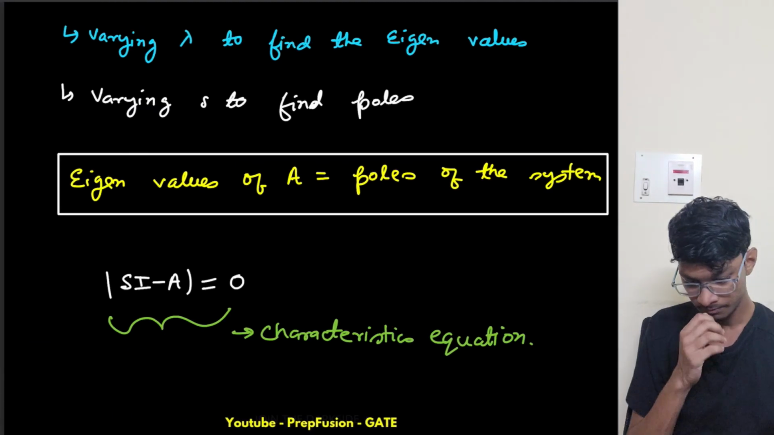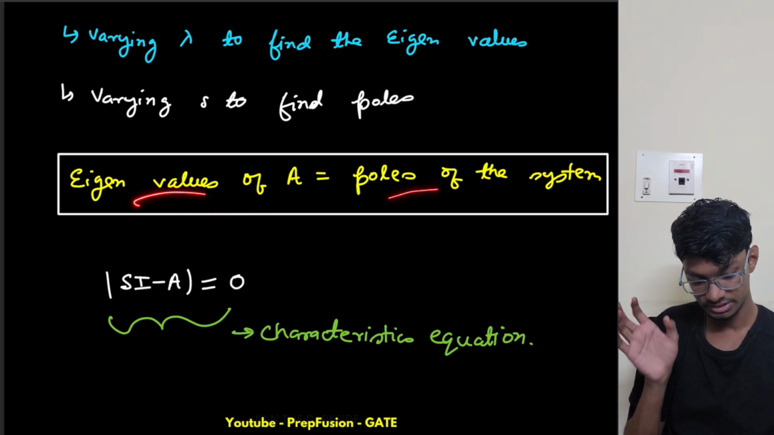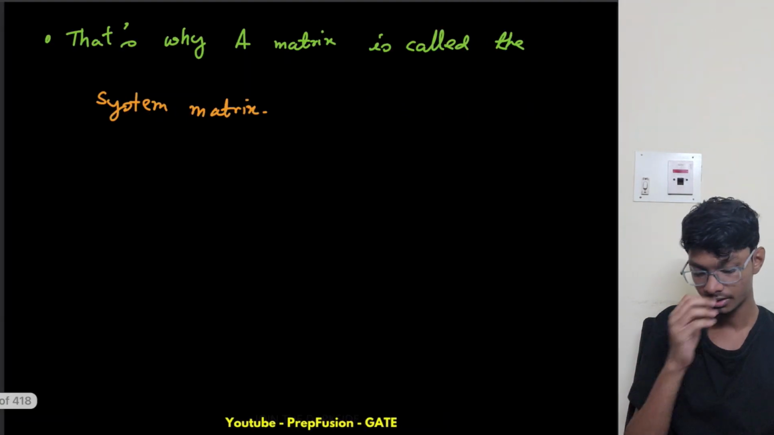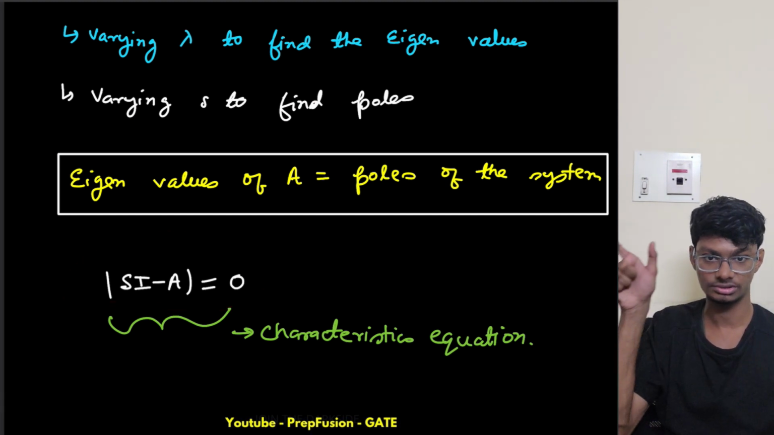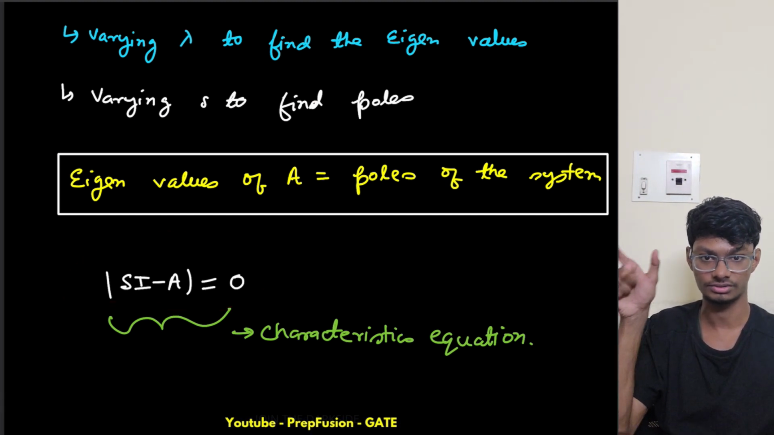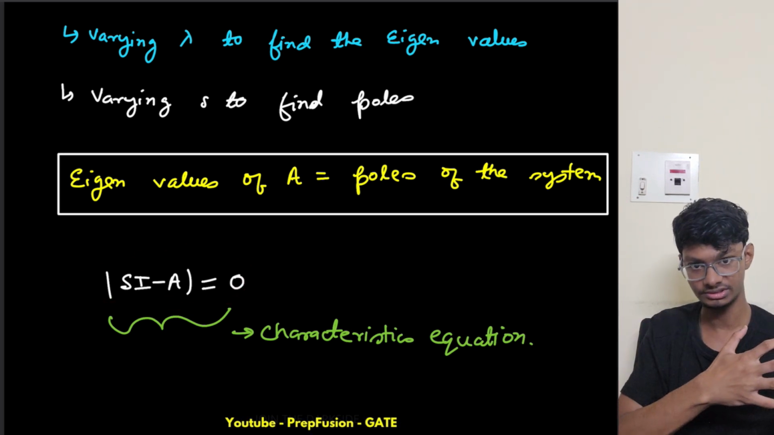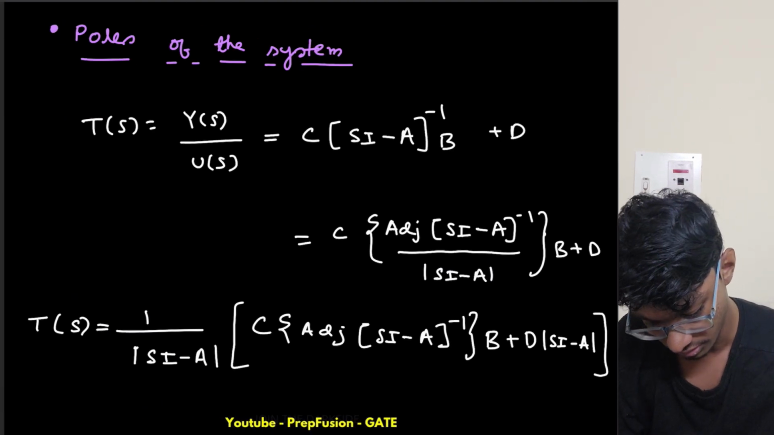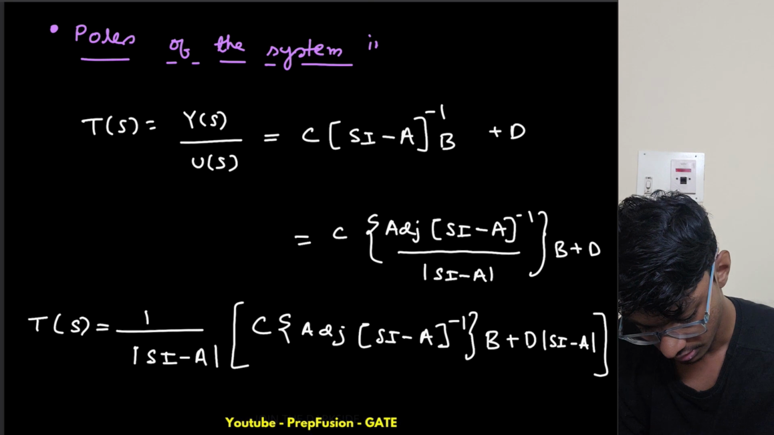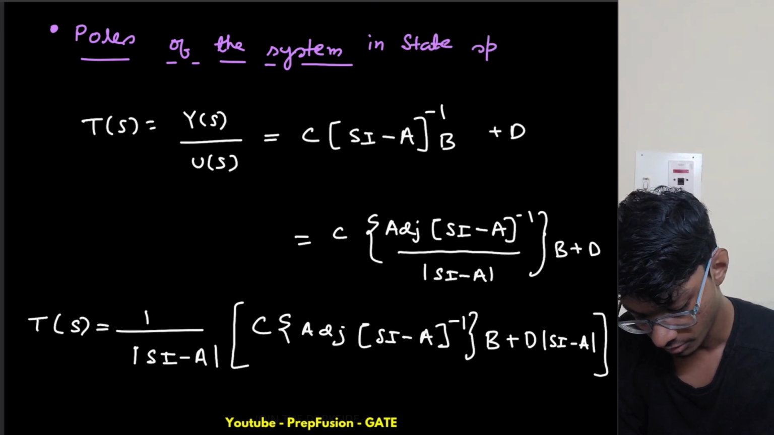So this is important. This is basically my characteristic equation. Both of them say the same thing, varying s and varying lambda. That is why this is called the characteristic equation. The characteristic equation is putting the denominator of the transfer function equal to 0, and this is only the denominator of the transfer function in state space representation. So I should mention the heading here: in state space or using the system matrix.